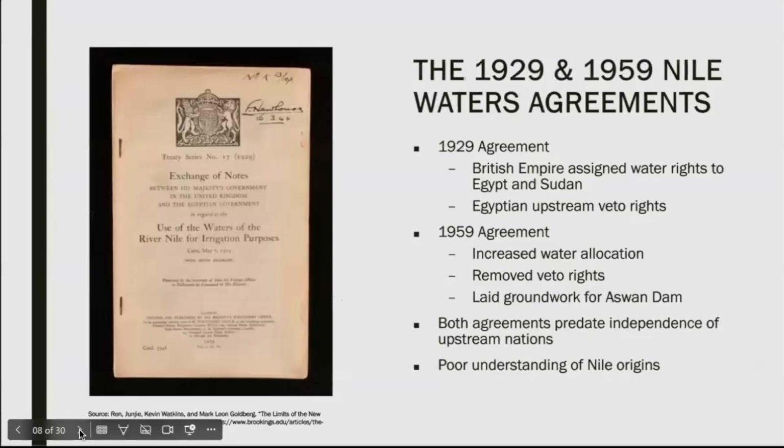Then in 1959, the second iteration of this agreement increased the water allocation for both Sudan and Egypt, but also denied any sort of formal allocation to Ethiopia. This agreement also removed the veto rights previously granted to Egypt. And despite taking away these veto rights, the 1959 agreement actually laid the groundwork for the Aswan Dam, which we will talk about shortly. It's important to note that both of these agreements predate the independence of many of the other 8 upstream nations. And so they were not included in these agreements. And also the poor understanding of the Nile contributed to the unequal allocation of the Blue Nile and the Nile.